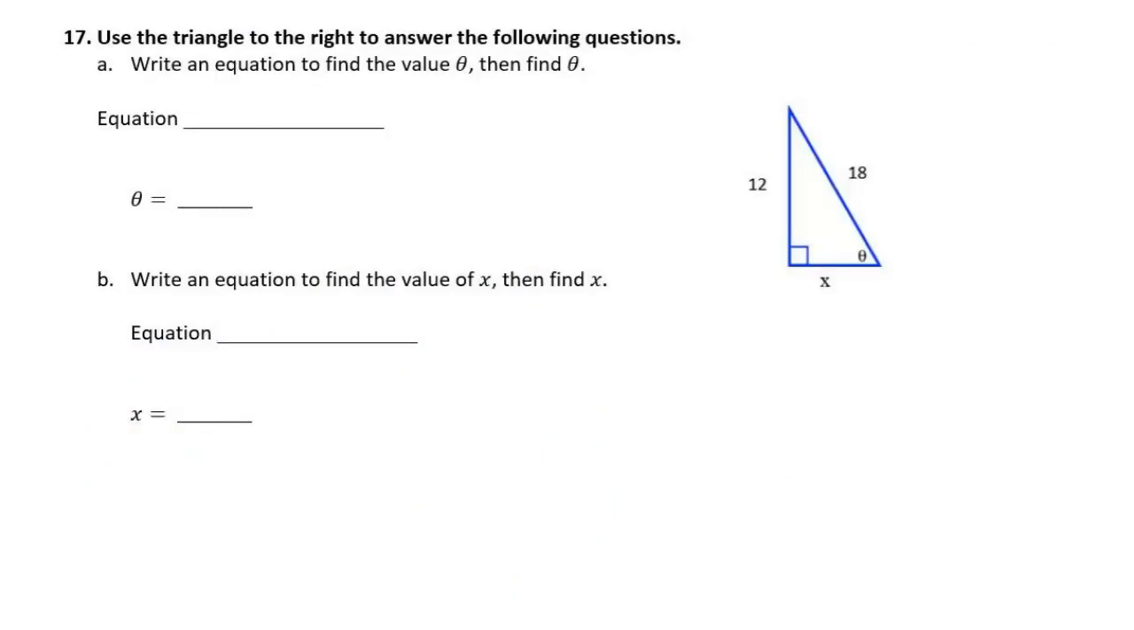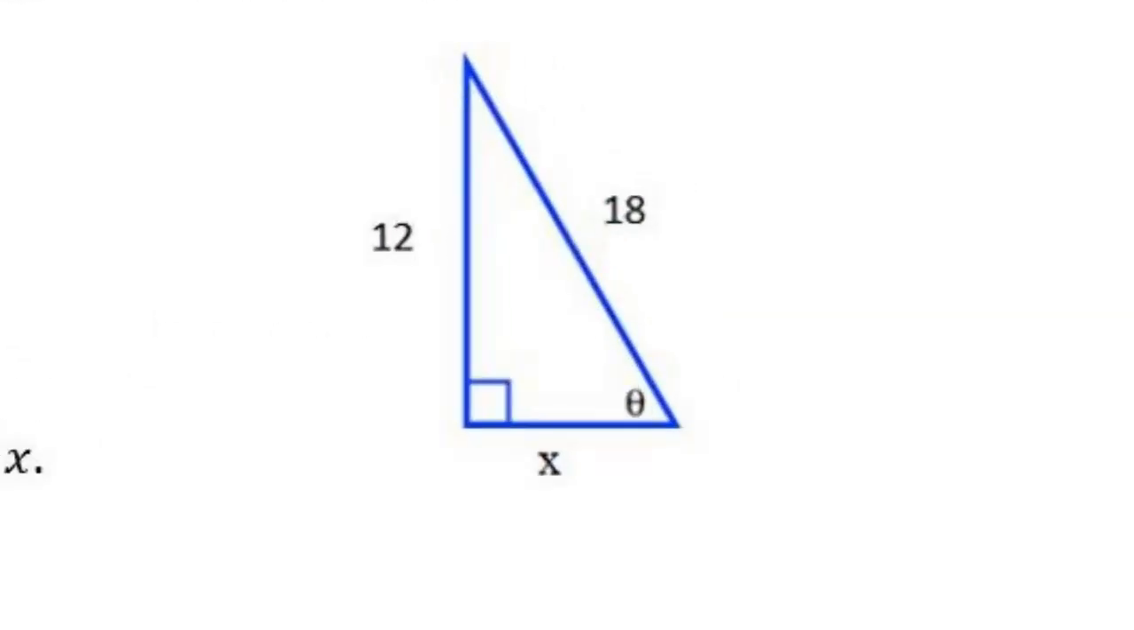Number 17, use the triangle to the right to answer the following questions. Write an equation to find the value of theta, then find theta. Well, theta is this angle down here. Does anybody remember what we used when we wanted to find angles like this? When all we had to work with was sides and we wanted to find angles?